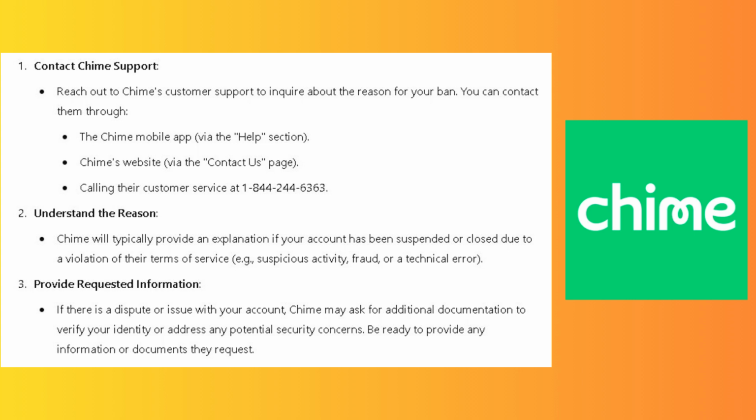number. Understand the reason. Chime typically provides an explanation if your account has been suspended or closed due to a violation in their terms of service. This can be such as a technical error or suspicious activity or even fraud.